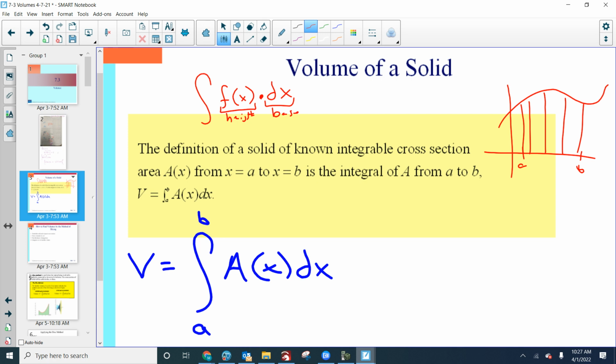Now we're going to be doing volumes. So how are we going to get a volume? Well, we're going to stack those A of x areas, and they might not always be the same area. Like this one, you're stacking the same size circle up and down. But what if the squares change sizes as you go up? You need a function that tells you how they change sizes. Do you understand that? Okay.